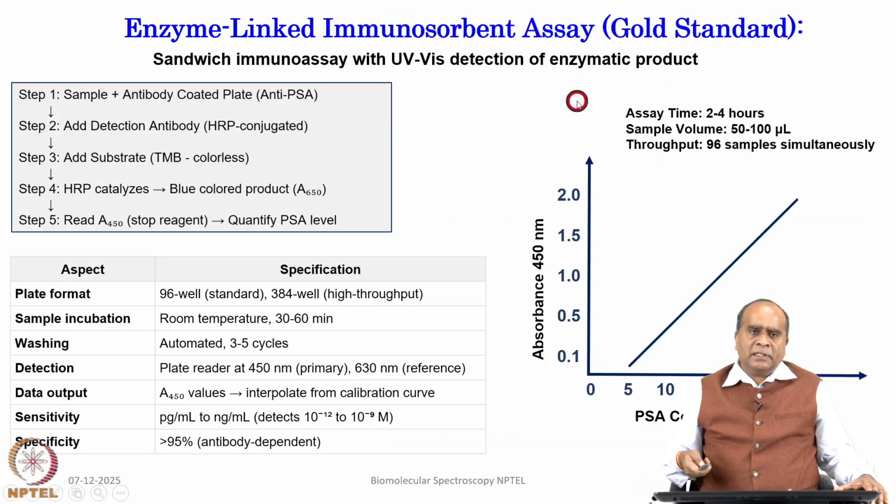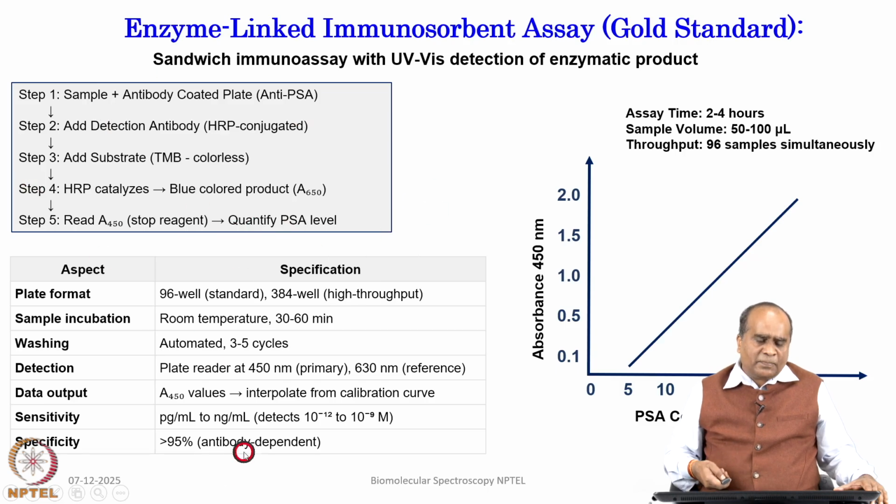Right. So, the enzyme-linked immunosorbent assay, that is the gold standard one can do. It is a simple 5-step process. You take the sample plus antibody-coated plate, then add the detection antibody, then something like an HRP conjugate, then add the substrate that is colorless. If it binds, it gives you blue color and you quantify it.